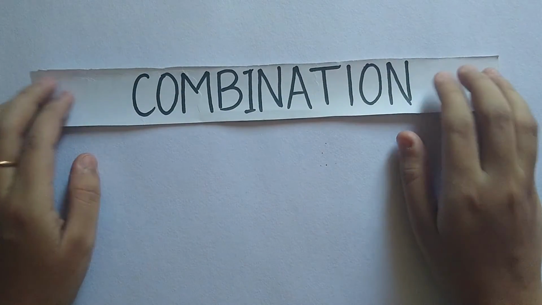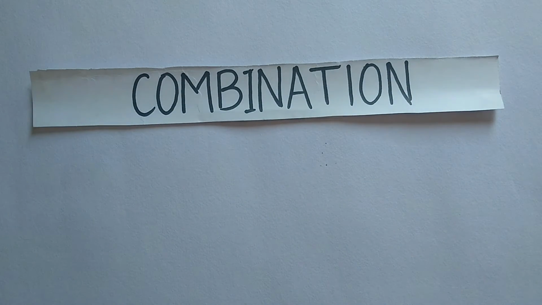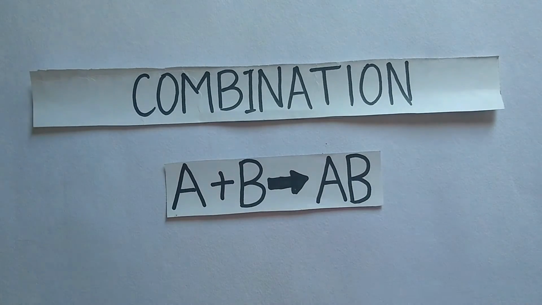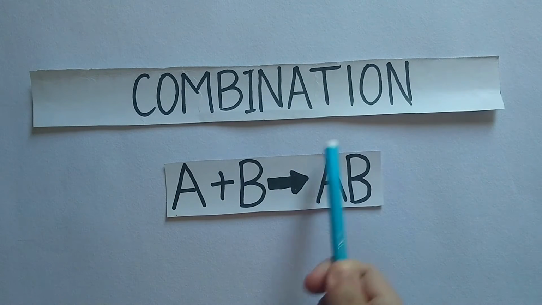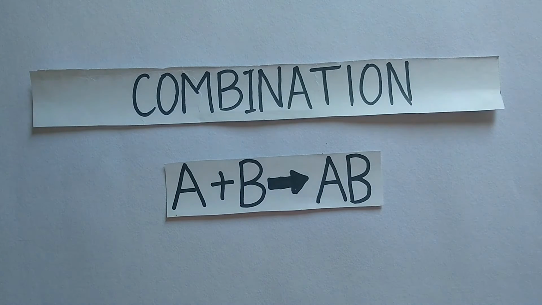Now let us talk about the first type of chemical reaction, that is the combination reaction. What exactly happens in a combination reaction? Let's take the example of A combining with B to give us AB. Look clearly, what do you observe? There are two reactants forming only one single product. So this is the definition of a combination reaction, where a single product is formed from two or more reactants.